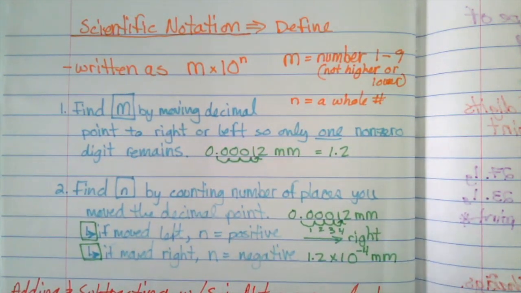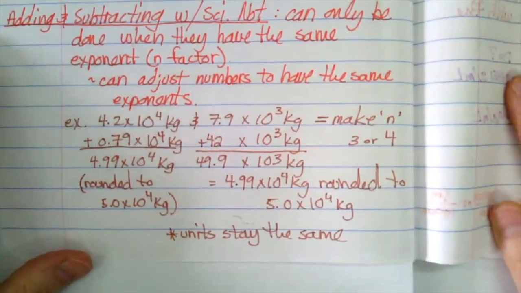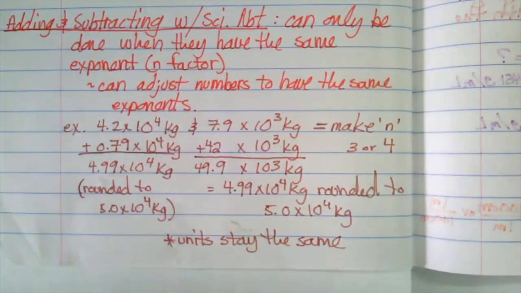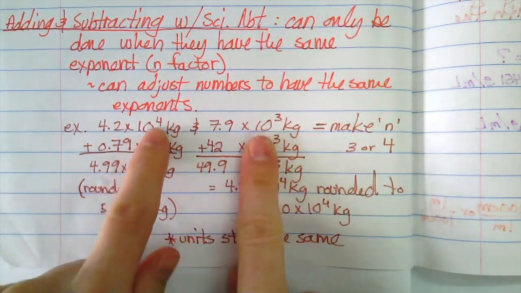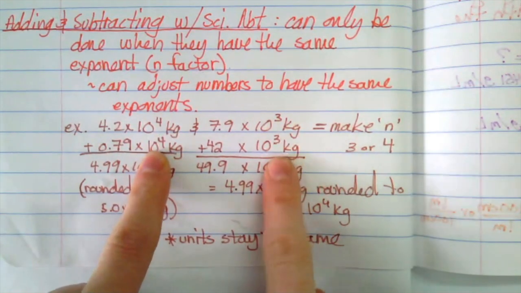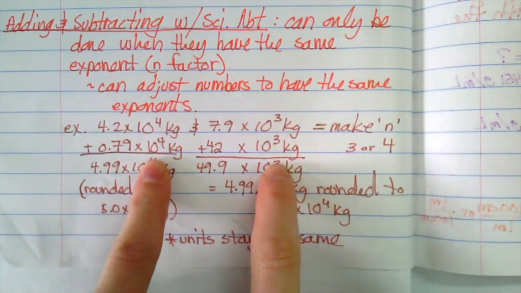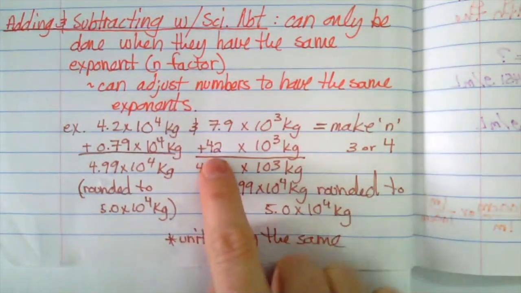All right, so now if we are adding or subtracting with scientific notation, you can only do this if your exponent, the n factor, is the same for both or all of your adding or subtracting numbers. If they're not, then you have to adjust them to be the same. And so here I have two numbers, one 10 to the 4th power and one 10 to the 3rd power. So I do an example adding both of these together, 10 to the 4th power, 10 to the 3rd. So when I do that, it's just a matter of adjusting the decimals.